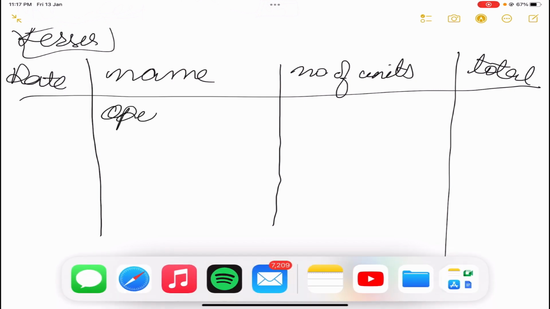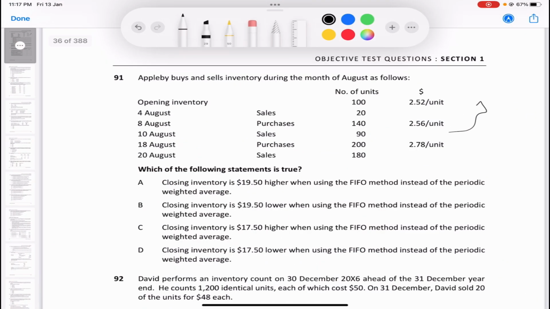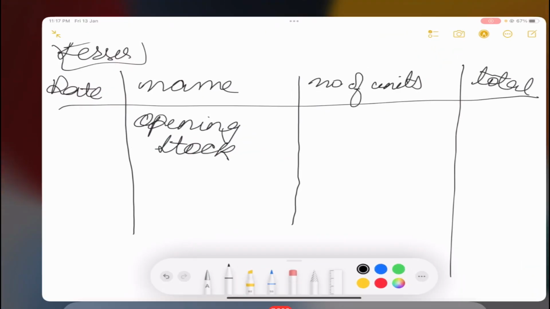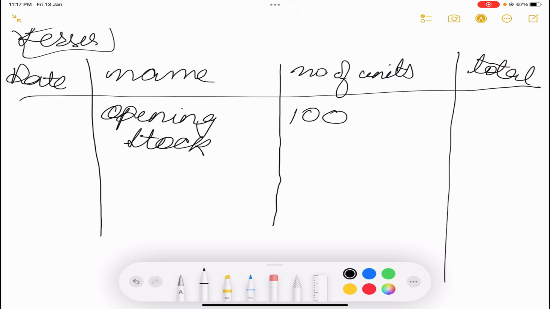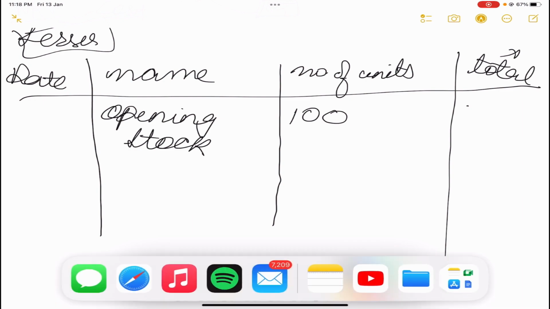We have an opening stock which is given to us. That's what we saw in the question. So we have an opening inventory of 100 units, 2.52 each. What is 2.52 into 100? 2.52 into 100 will give me 252. So let us leave the total column for now. Moving on.